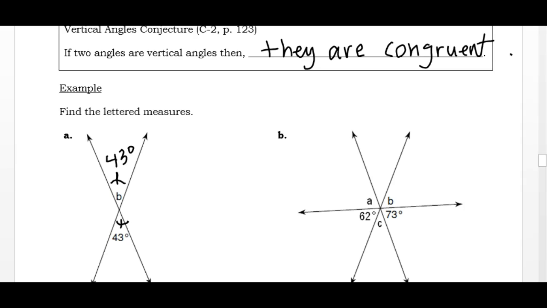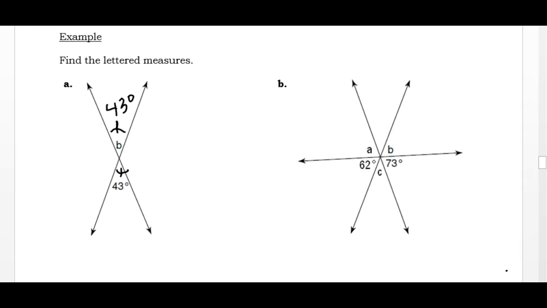The second figure has several vertical angles. So I have this angle here, vertical with this angle here. I have this angle here, vertical with this angle here. Remember, directly across from each other, those are vertical angles. So, since this angle here is 73, I know we should have a 73 across from that. Since this angle down here is 62, I should have a 62 across from that.